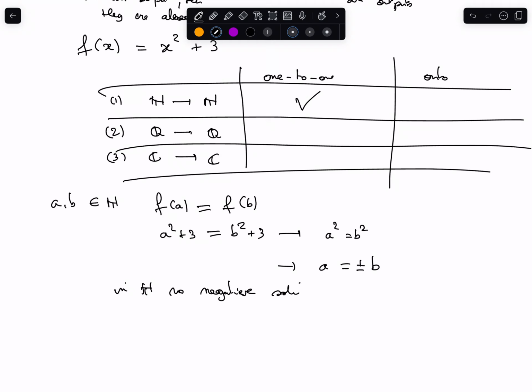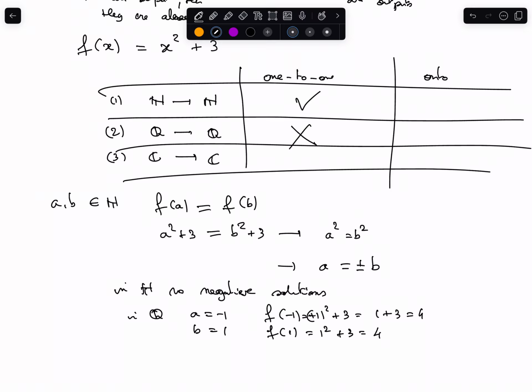But you see, the moment I go, for instance, to the rationals, that gets problematic because there are negative solutions, right? I could now have two different A's and B's that give the same thing. Like, let's take an example. In the rationals, take A equal to -1 and B equal to 1. What happens then? f of -1 is (-1) squared plus 3, so that is 1 plus 3, that is 4. But f of 1 is also, of course, 4. So there we see that it is not.